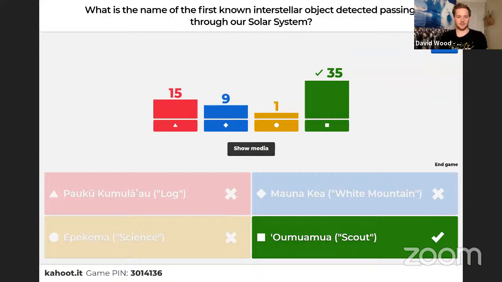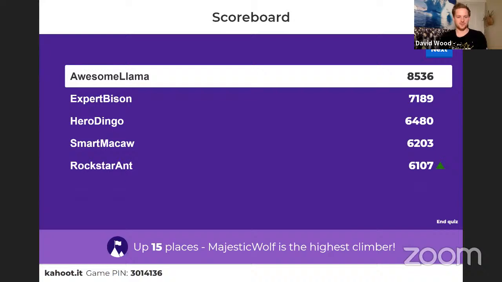It is D, that's right. The green, what is that? What shape is that? Square. Oumuamua, meaning scout. Well done to those of you who got that one correct. Most of you did. Awesome Llama, still well in the lead. Well done.